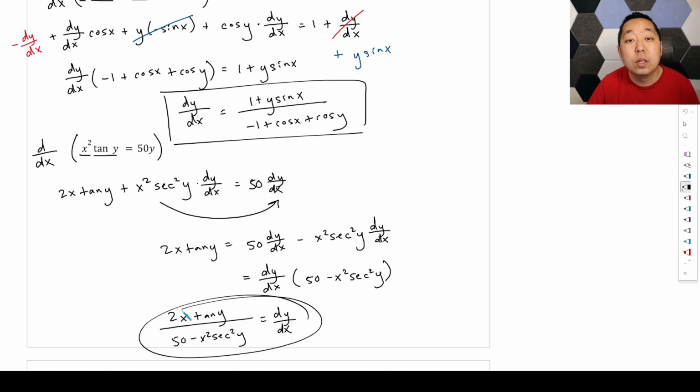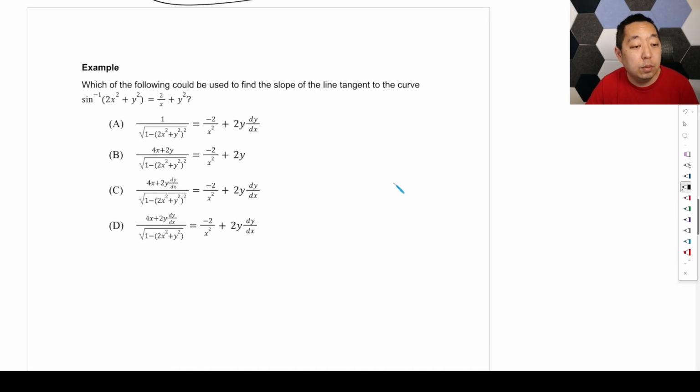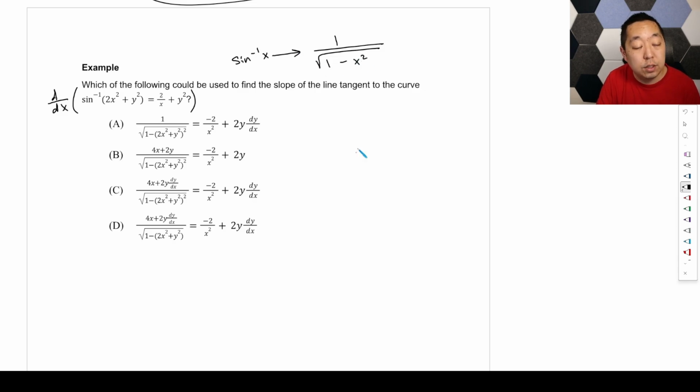Like that. Okay. Let's look at an example. Which one could be used to find the slope of the line tangent to the curve like this? So again, we're going to take the derivative, and this is a bit more complicated, but it's the same idea. We're going to take the derivative of both sides here. So remember inverse sine, if you don't remember the derivative, this is one that's usually harder to remember. It's 1 over the square root of 1 minus x squared, right?